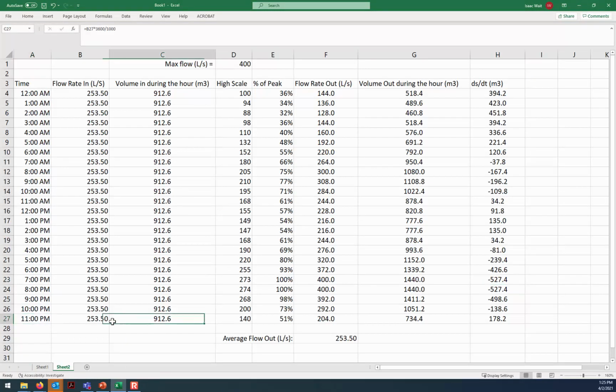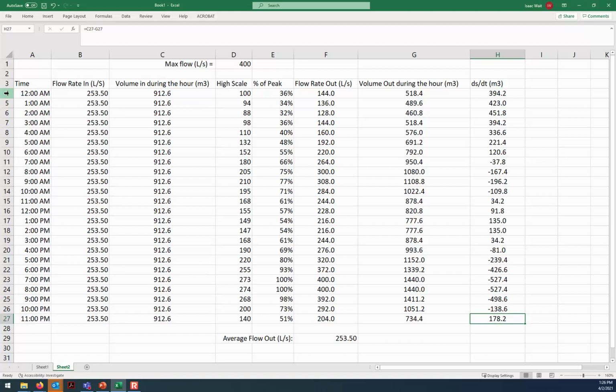So you'll notice it's here at 11 p.m. that for the first time in the evening we have a positive dS/dt. At 10 p.m. there was more flow out, which means the tank is still emptying. It's almost through its daily cycle. There's just a little bit of water left in the tank at 10 p.m. But then at 11 it starts to fill.